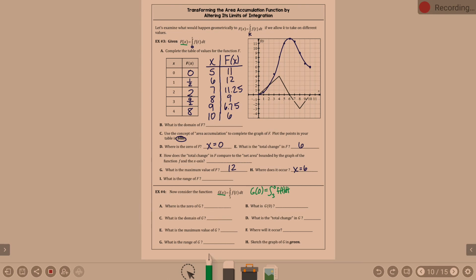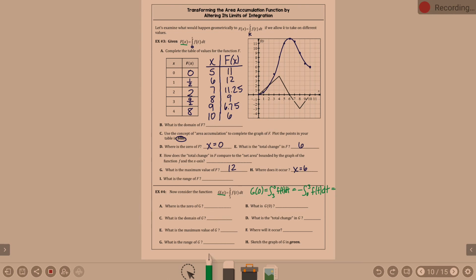There is a property or a rule that says if these numbers are upside down from what you need, you can flip them. But when you flip them, it changes the integral to a negative. Because you go from 3 to 0 instead of 0 to 3, it makes it negative. So the integral from 3 to 0, and we'll learn more about this later, is equal to the negative of the integral from 0 to 3 of f of t dt.